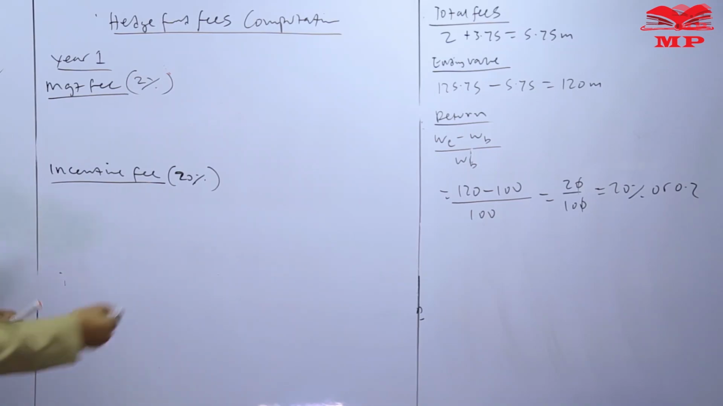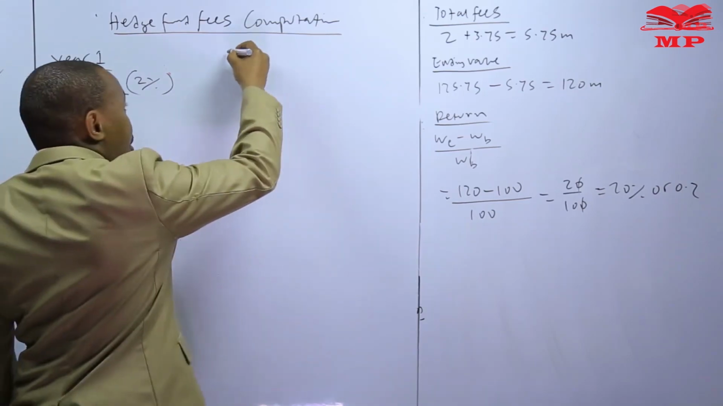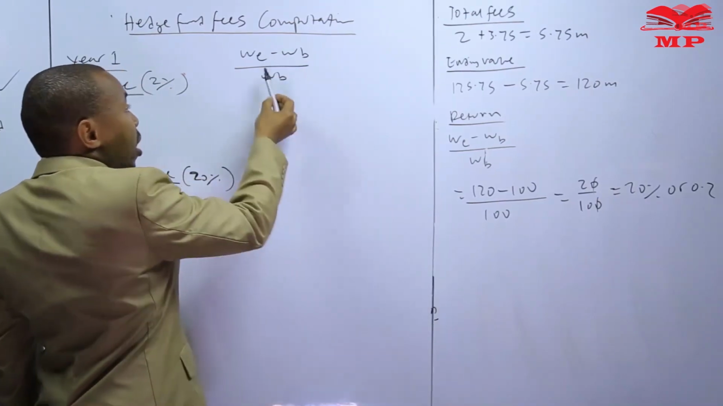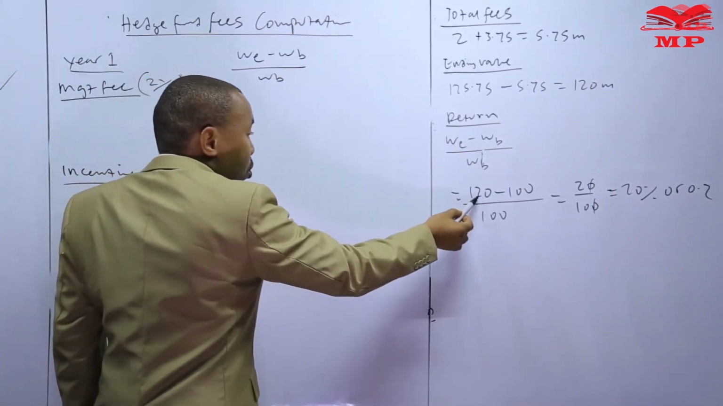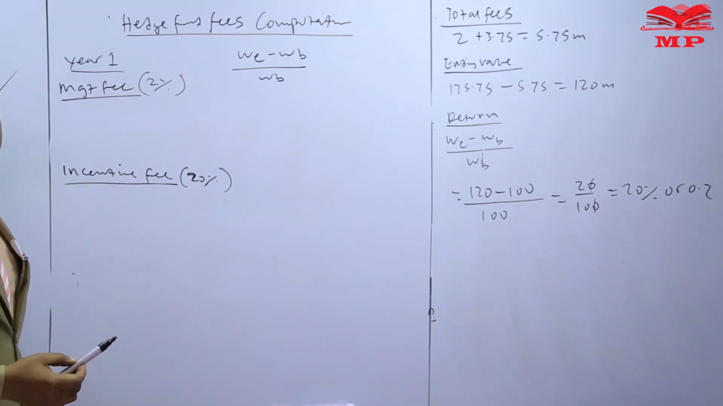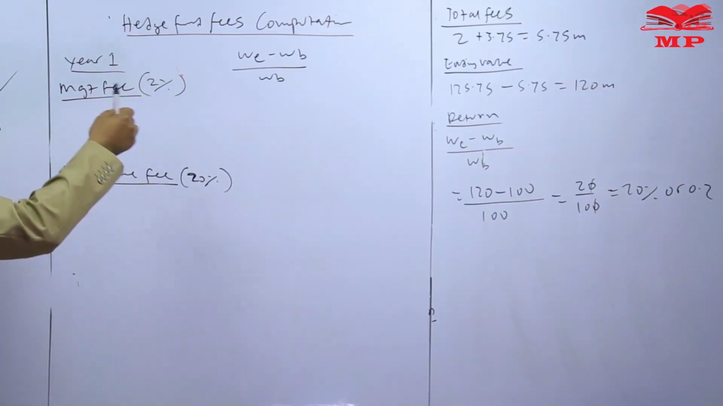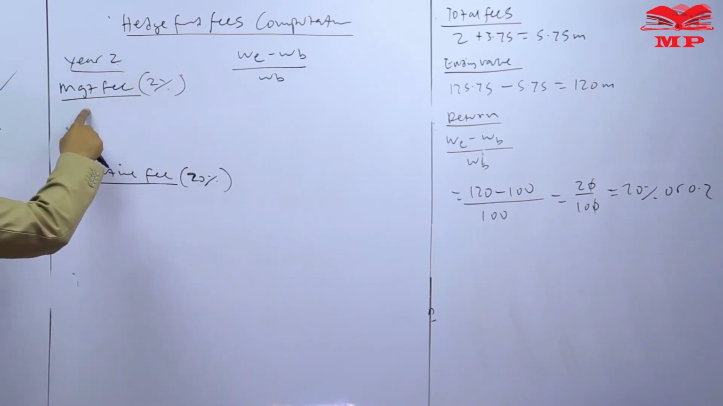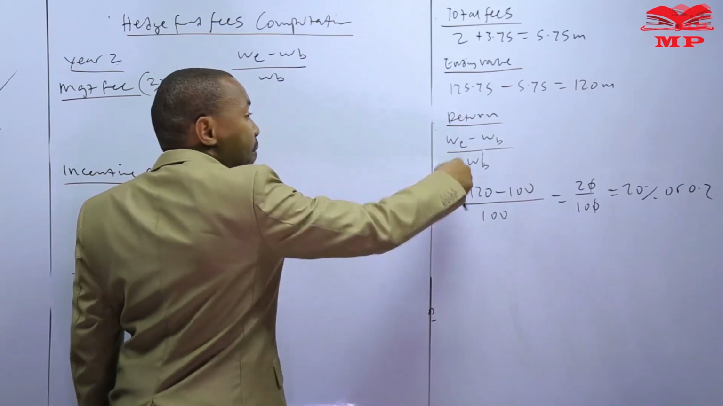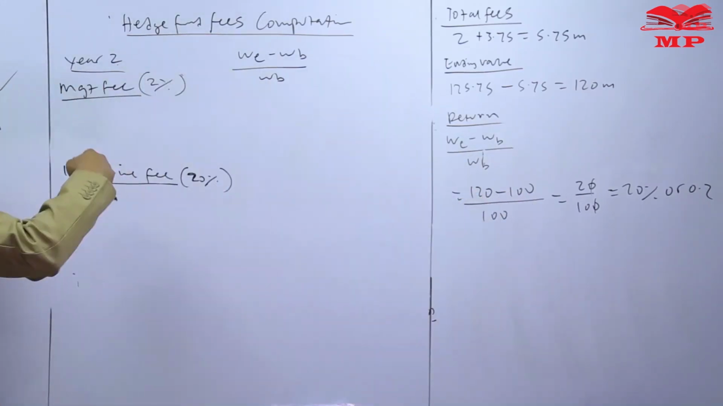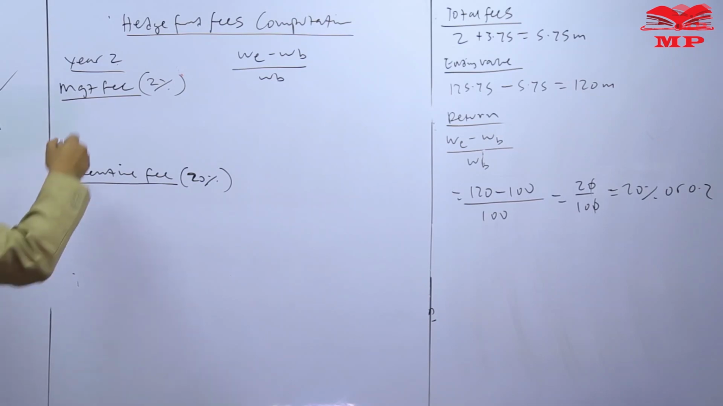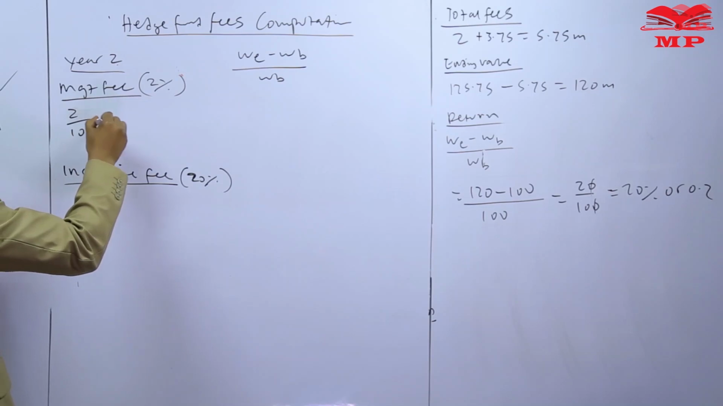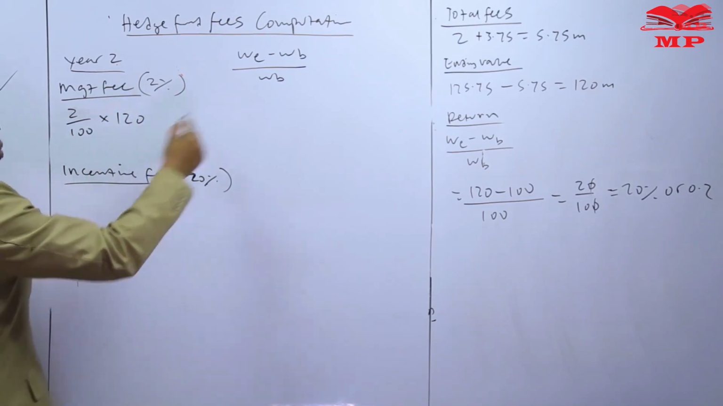So we have been told, or recall, the wealth at the end minus wealth at the beginning over wealth at the beginning. The wealth at the end of the first period, 120 million, becomes the value at the beginning of the second period. So this is supposed to be year 2. So the management fee, this 120, because it was the ending value in the previous period, becomes the beginning value in the next period. So we have 2% multiplied by 120. So this 120 was from the previous period.